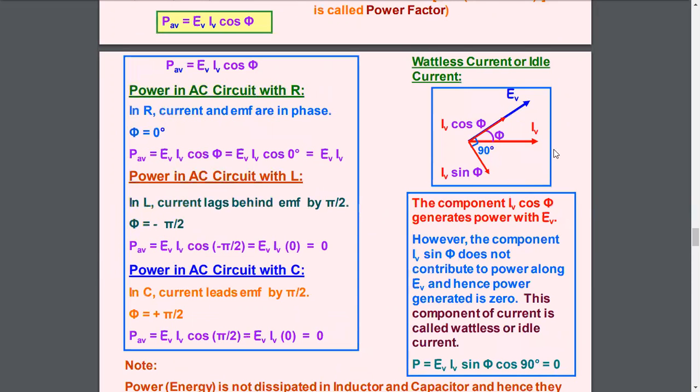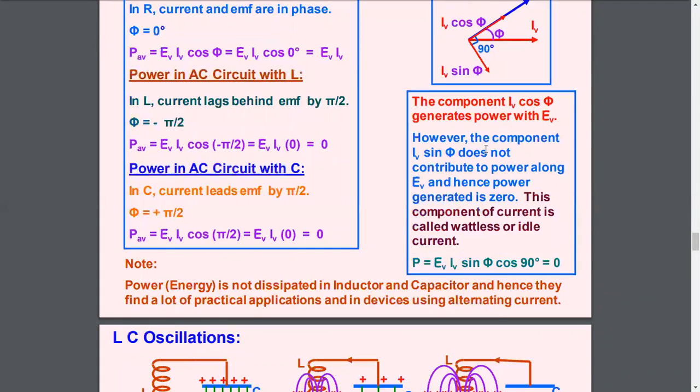A component of the phasor vector of current along the phasor of voltage is called watt full current, and the component of the phasor of current perpendicular to the phasor of voltage is called wattless current.